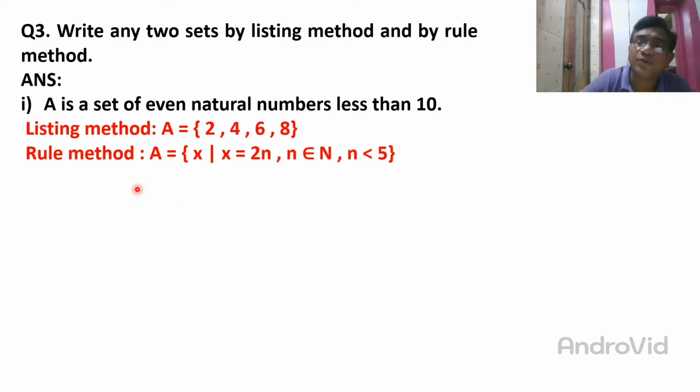So in the rule method, how can I write? Again I explain. In the rule method, the first common thing is A. You give the name of the set, capital A is equal to, then you write curly brackets in this way.